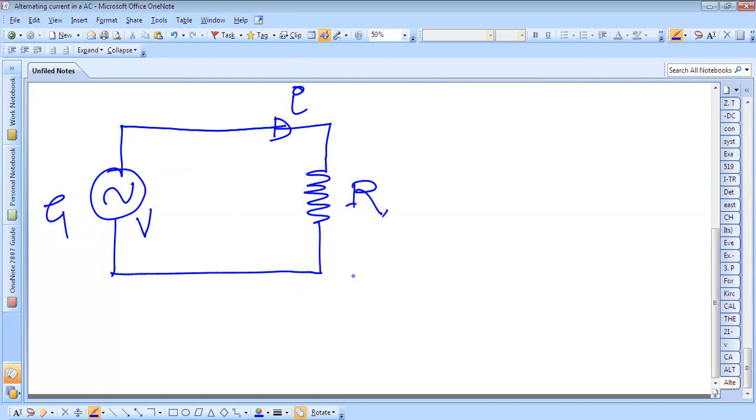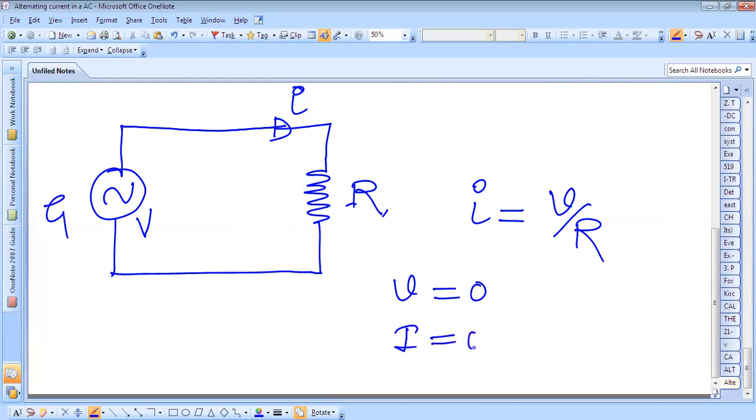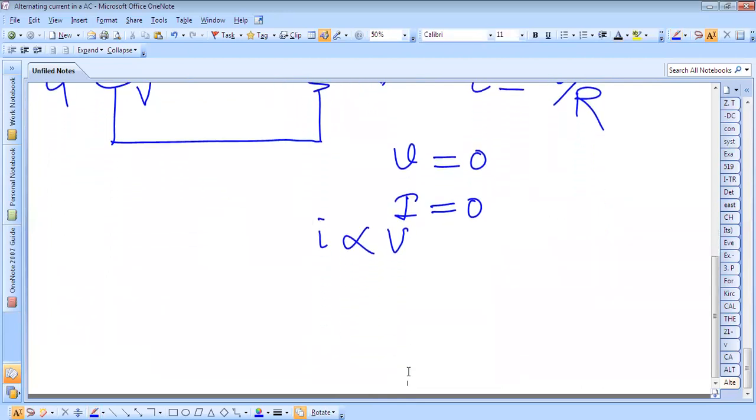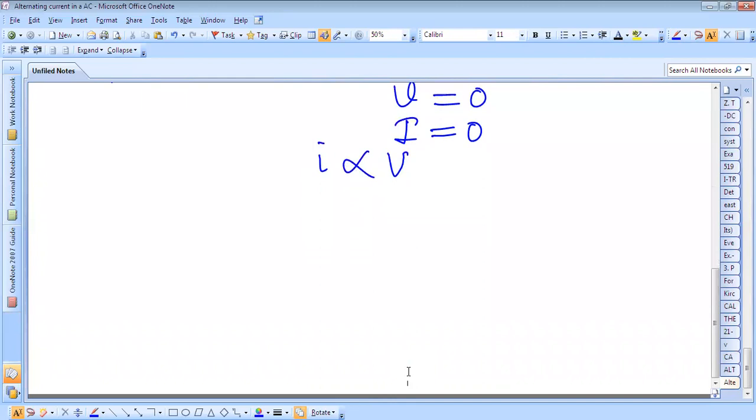So for the circuit with resistance only, what is the current I flowing through the circuit? According to Ohm's law, it is voltage by R, that is voltage by resistance. But when this voltage is zero, what about the current? Current is also zero, because the current is proportional to the voltage in this case. That's why when the voltage is zero, the current is also zero.